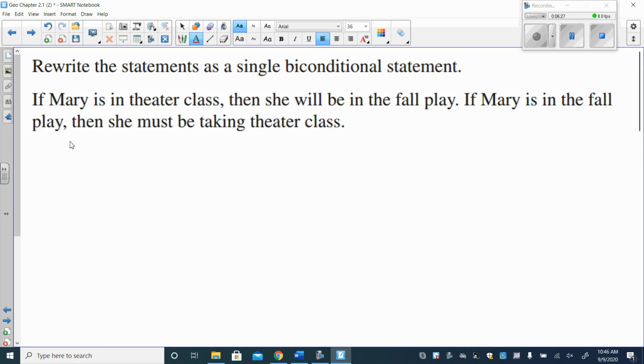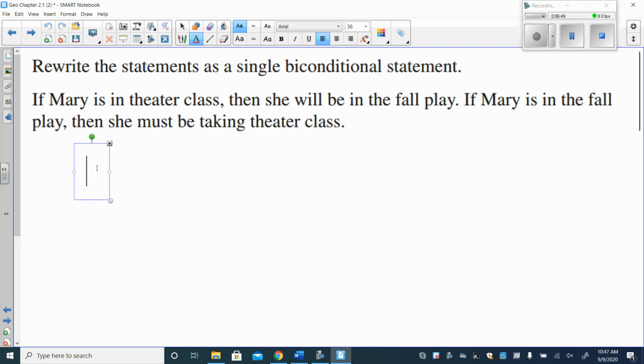If Mary's in the theater, then she will be in the fall play. If Mary's in the fall play, then she will be taking theater classes. I read that first sentence wrong. I just realized that. If Mary's in theater class, then she will be in the fall play. If Mary's in the fall play, then she must be taking theater classes. So both of these are true.